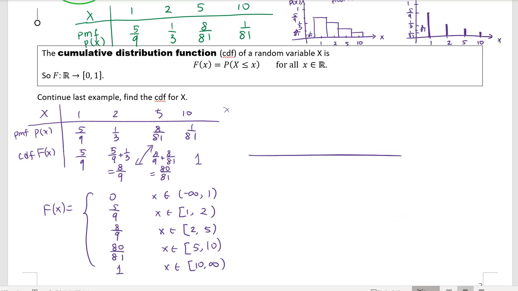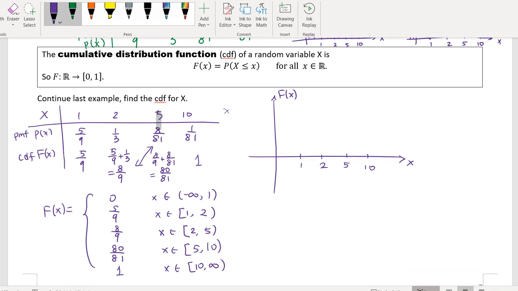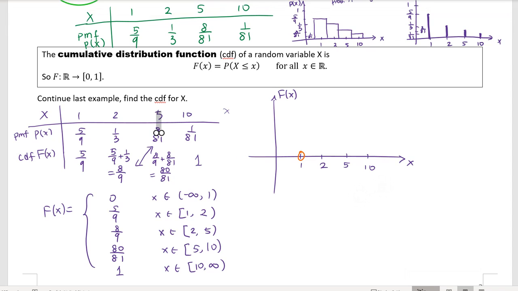Okay, so the picture: this is x, and f of x is right here. We start with the numbers 1, 2, 5, 10. It is 0 when x is less than 1. Because we don't include the endpoints, we use a different color so you can see the difference. We don't include the endpoints, and we get 0 before.